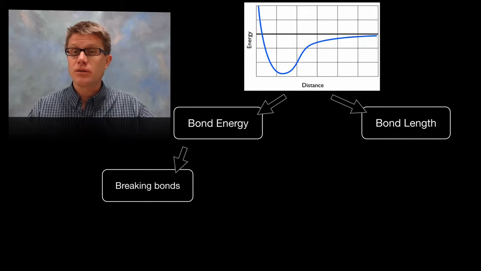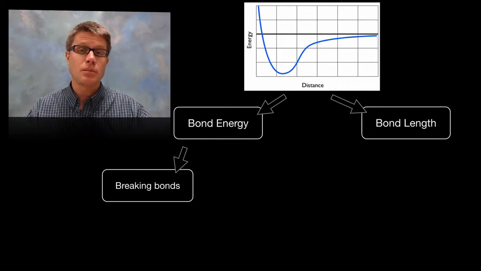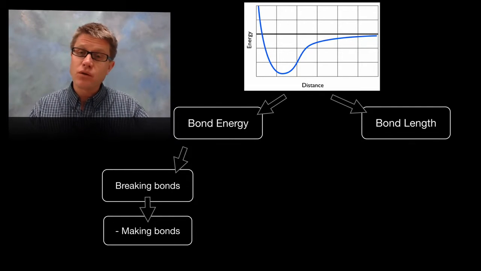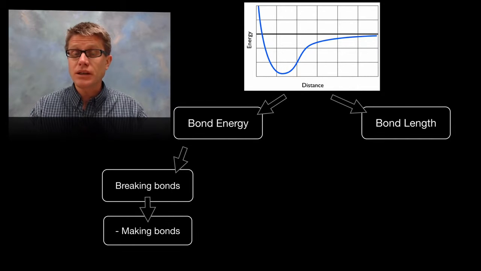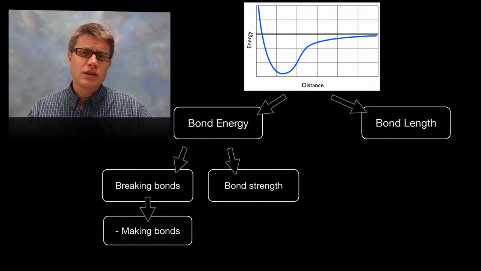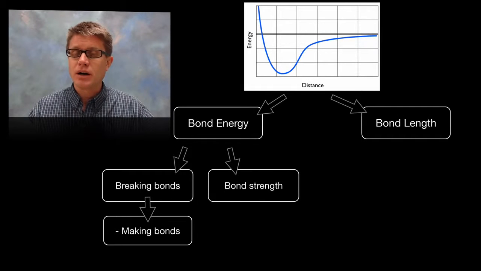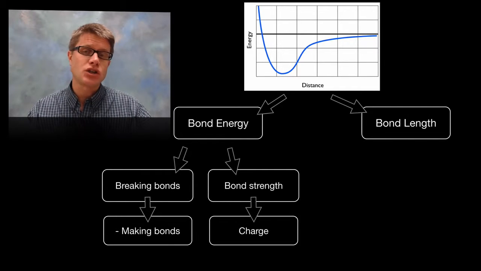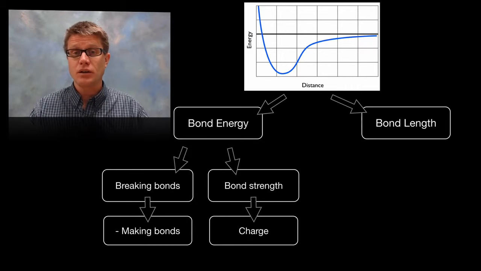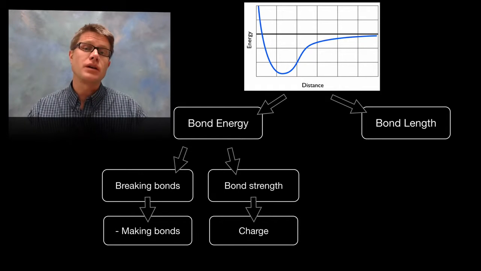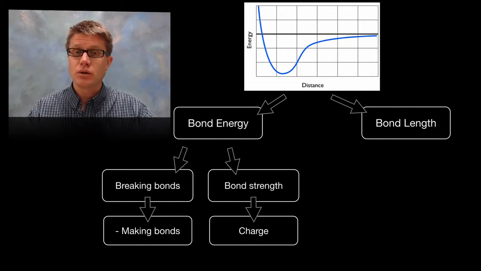And so the bond energy, if we were to define it, is simply the energy required to break those atoms apart. Likewise, when we form a bond between the two, we're going to release energy, and that's simply the negative bond energy. Now, the strength of that bond, or the bond strength, is going to be built upon the charges of the atoms themselves. The bigger the charges are, the greater that bond energy is going to be.